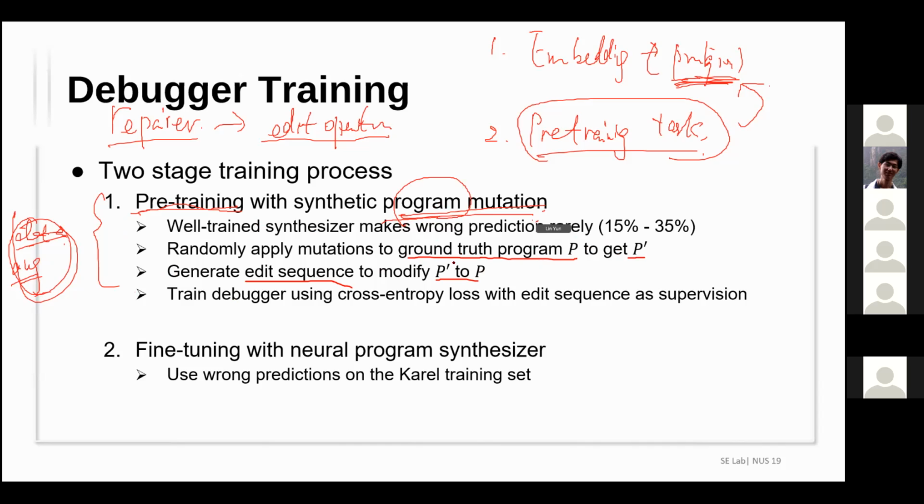Yes, correct. So that's essentially the pre-training portion, and then after that they fine-tune it with the actual program synthesizer, so the programs that are generated from the synthesizer. So that's the fine-tuning portion of it.